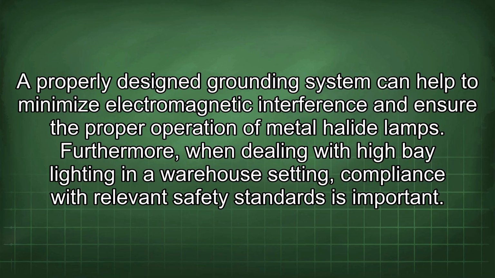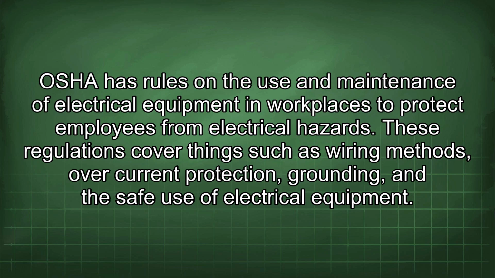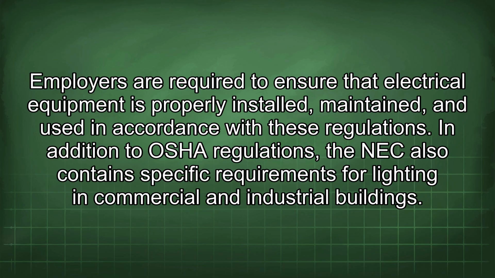Furthermore, when dealing with high bay lighting in a warehouse setting, compliance with relevant safety standards is important. OSHA has rules on the use and maintenance of electrical equipment in workplaces to protect employees from electrical hazards. These regulations cover things such as wiring methods, overcurrent protection, grounding, and the safe use of electrical equipment. Employers are required to ensure that electrical equipment is properly installed, maintained, and used in accordance with these regulations.